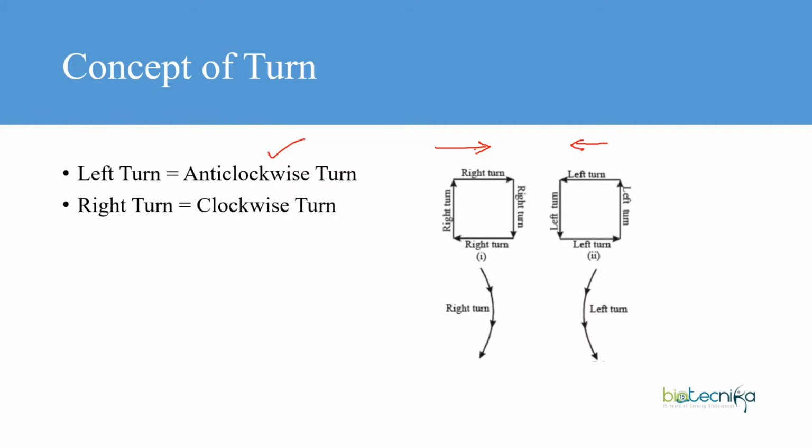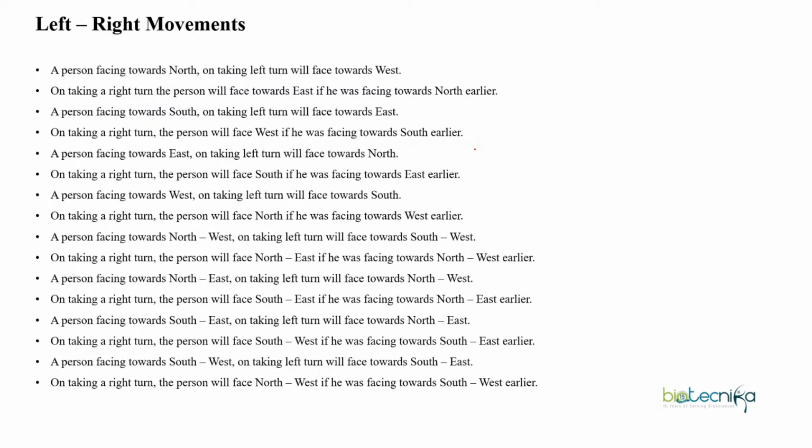Okay, now how to determine the left and right movements. Suppose in a question it says a person is walking 1 kilometer and then he takes a right turn and then a left turn. Suppose this is the person and he is walking towards south, so south will be down, right? And then he takes a right turn. So how to determine where to take a right turn, whether this side or this side?